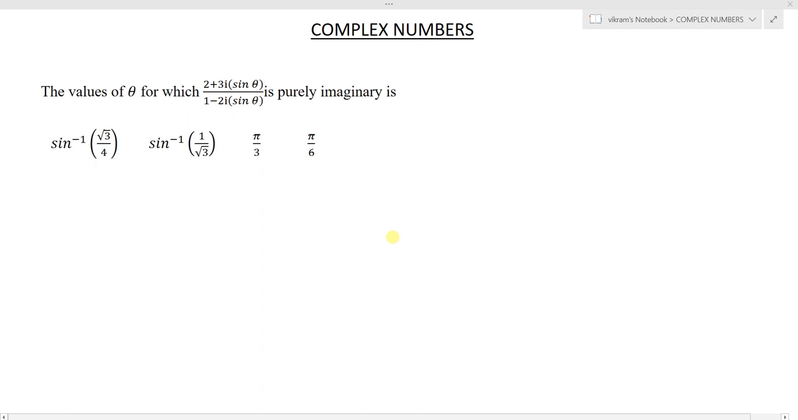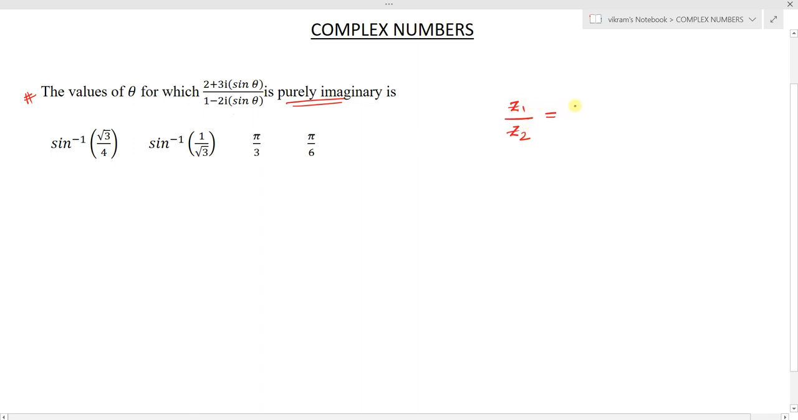The question is: the value of theta for which (2 plus 3i sine theta) by (1 minus 2i sine theta) is purely imaginary. Then four options are given. So the question is in the form z1 by z2, and he has given that z1 by z2 is the resultant.